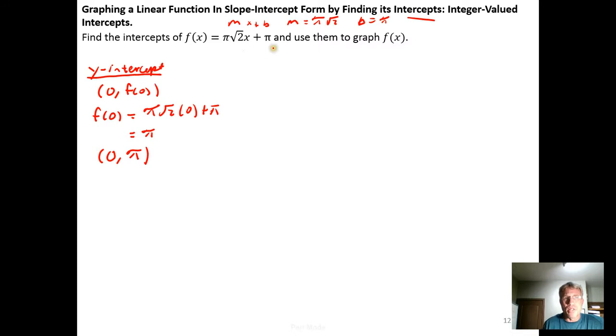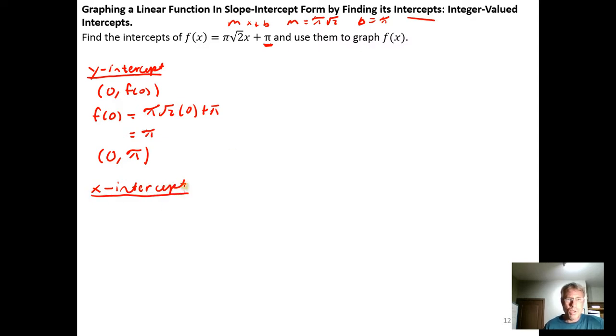We could also start to recognize that this value for b always turns out to be the f of x coordinate of the y-intercept. So we could have just looked at the equation and said, there's my y-intercept value. My location is going to be at 0 and pi. For my x-intercept, everything will be the same as it was before.